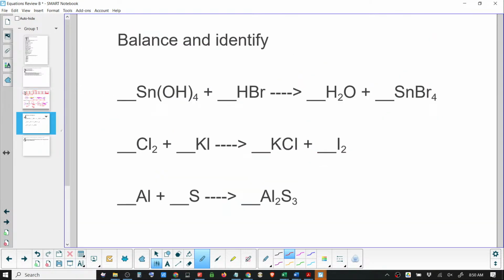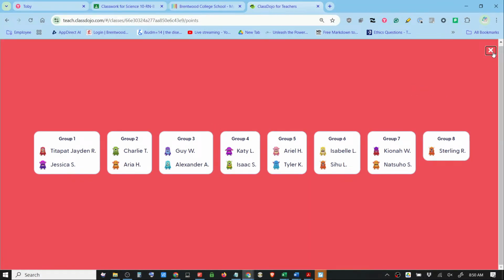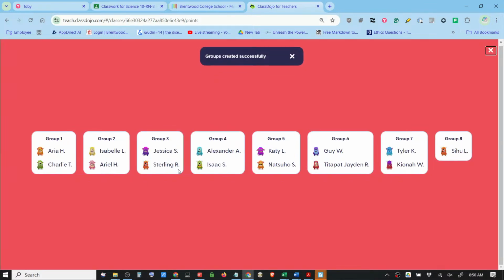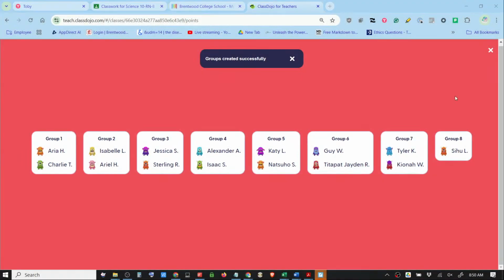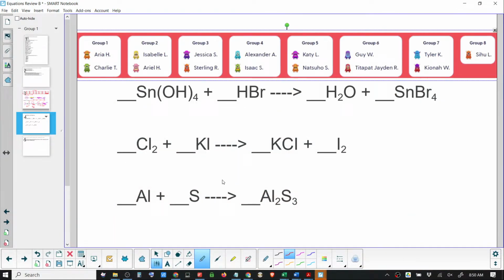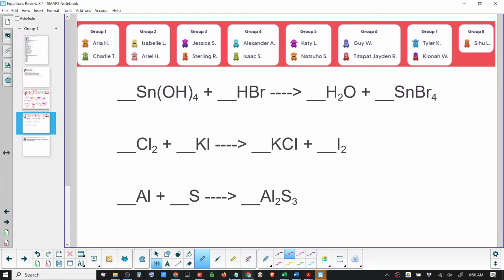So to practice that, we've got these three. Just balance and identify. Let's see what groups we shall make this time. Let's go. Balance and identify. There's only one more after these, and then we'll be done the examples on the board. If everybody wants to, we can continue. Do all three.